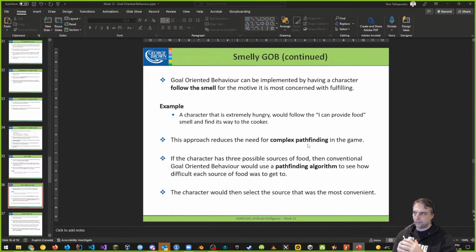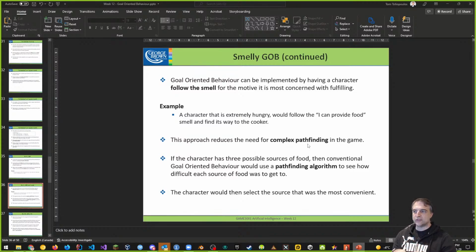And so the way you can implement this is that you have the autonomous character follow the smell by using something like pathfinding, right? So a character that is extremely hungry, as an example, would follow the I can provide food smell to find its way to the cooker, whatever that is. So again, it's going to do something that achieves its goal, because I might have an eat goal, and I'm going to go to that goal based on the desire that I have, using the smelly approach.